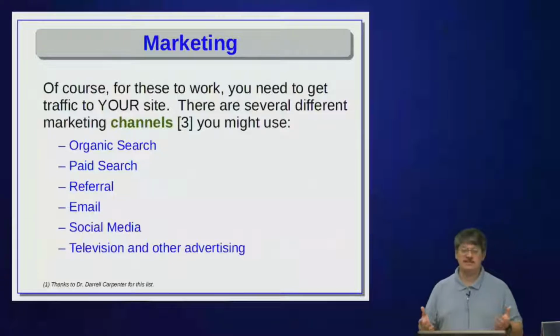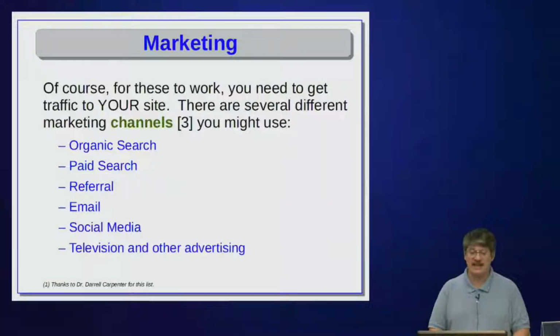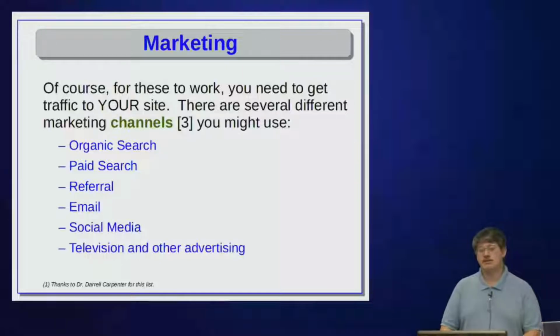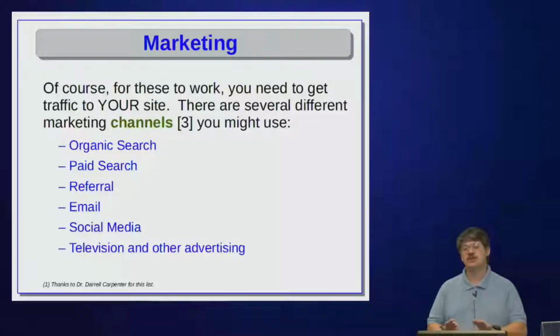Of course, if you want any of these models to work, you have to get traffic to your site. And there are different marketing channels that you might use. The most obvious is called organic search. The idea is that you list your page in a search engine. So you can actually register a website with Google and put in certain keywords that it should use to index your site. And Google will send a bot to go scrape your page and use its algorithm to decide whether or not those keywords actually match your page. And if they do, when someone searches for those keywords in Google, your site may come up in the list of search results.